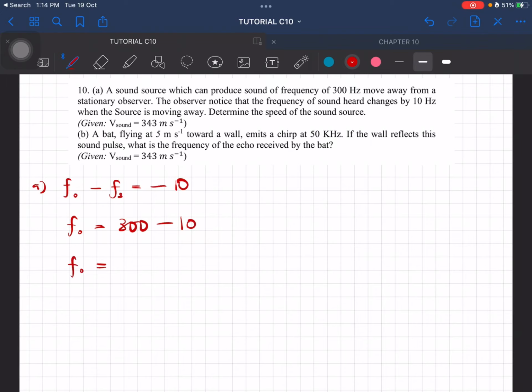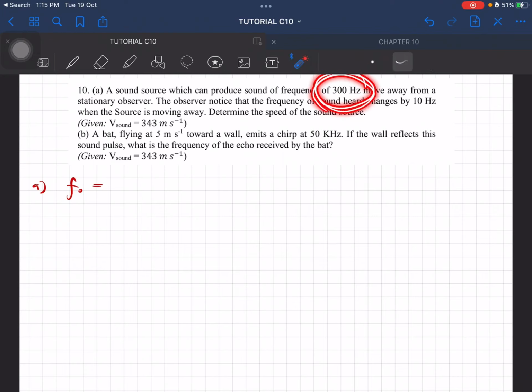Okay, instead of doing that, actually, if you don't want to be confused, the frequency heard by the observer, so the frequency of the sound pemulaan dia 300 Hz, tapi as it is moving away, the frequency reduced by 10 Hz. So 300 minus 10 lah. So the observer only heard 290 Hz. Itu je the frequency yang dia dengar lah.